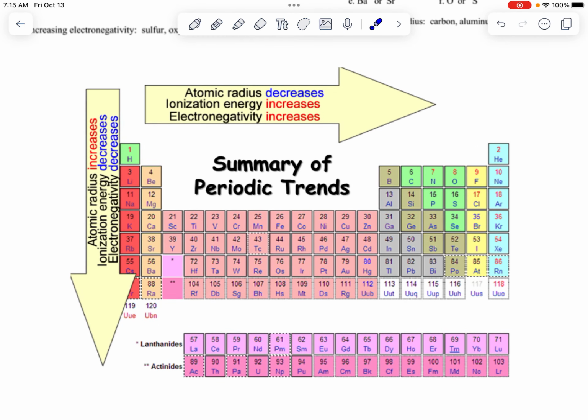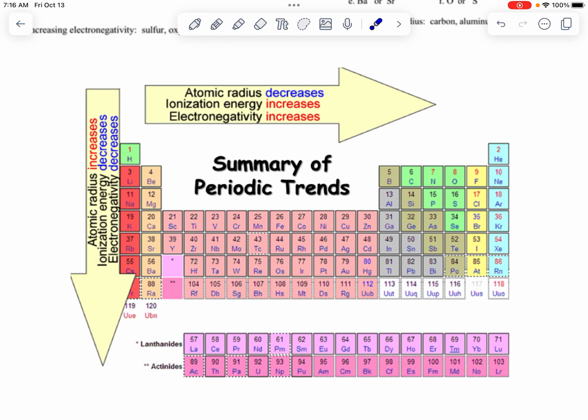Okay, so we're going to cover periodic trends real quick. Remember, the three that we're focusing on for this class are radius, which is how big the atom is, ionization energy, which is how easy it is to become an ion, how easy it is to lose an electron, and electronegativity, how strongly atoms pull on their electrons, how much the electrons want to be next to those atoms.